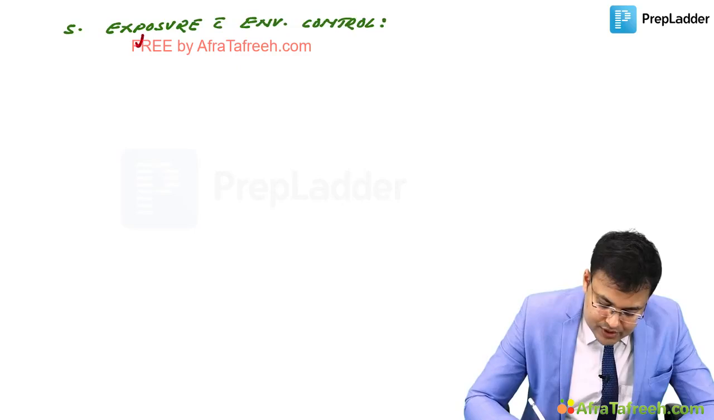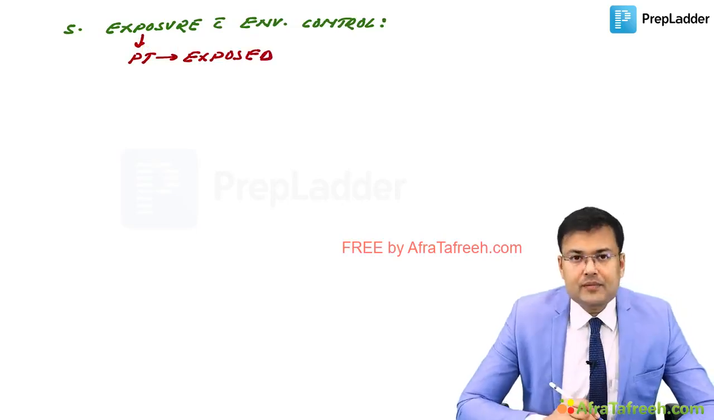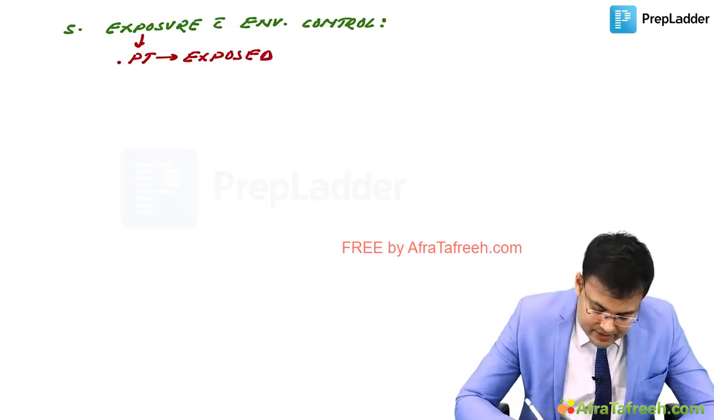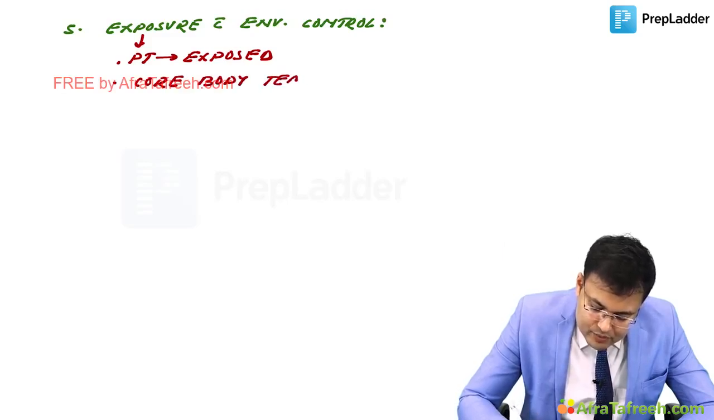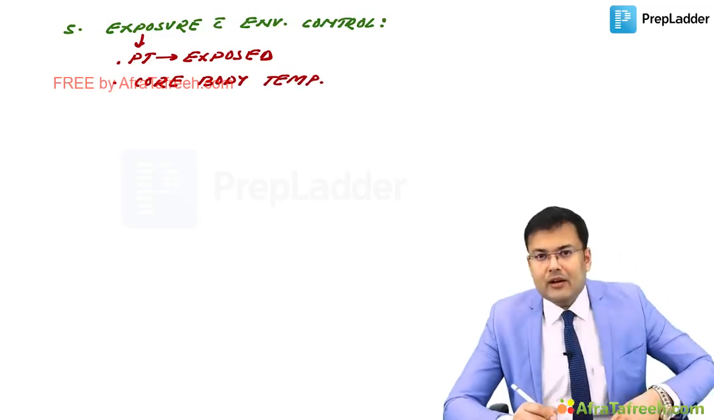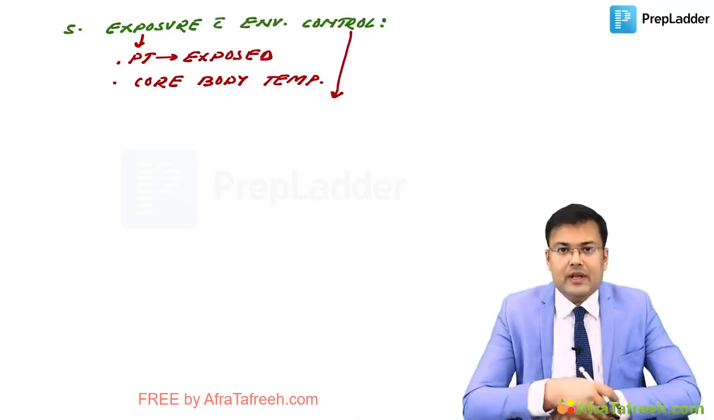So first, exposure means the patient should be exposed. The clothings are removed for adequate examination. Core body temperature should be obtained. And we have to prevent hypothermia with the help of environmental control. So how are we going to prevent hypothermia?